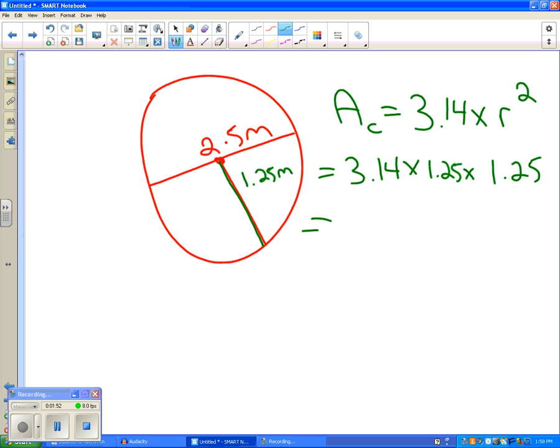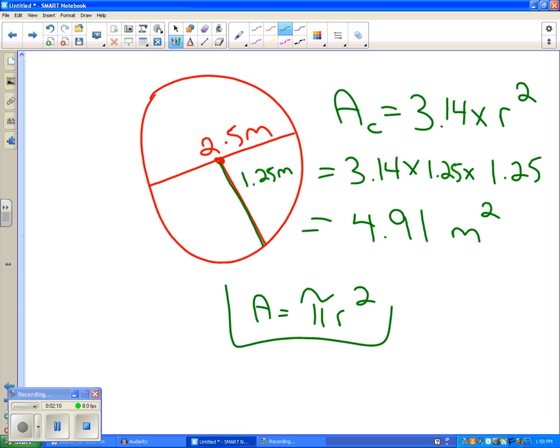If we do our multiplication, we're going to get 4.91 approximately, and this is meters squared. Okay, so we have our formula, which is the area of a circle equals pi r squared. That's the key thing, and just plug in the things that you know. Remembering that sometimes we don't get all the information that we need. Sometimes we're given a diameter, but we really need the radius. So we simply cut the diameter in half to get that out.